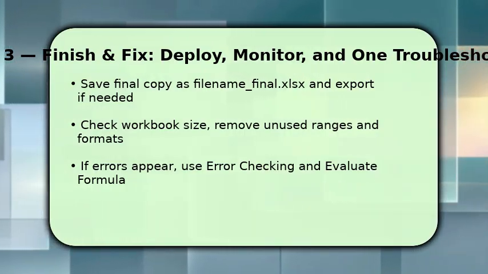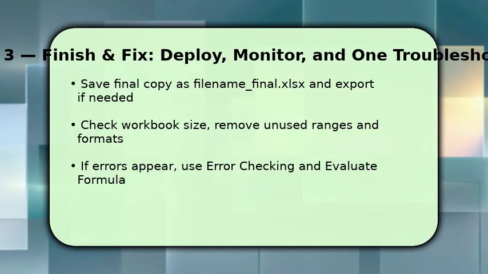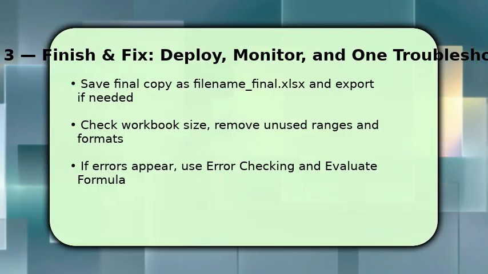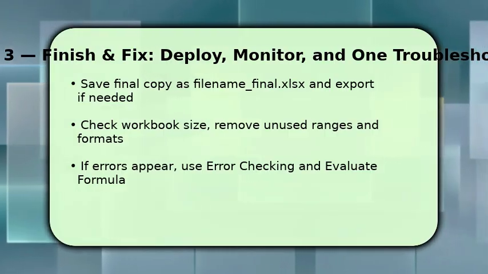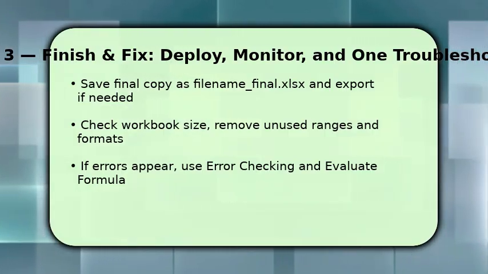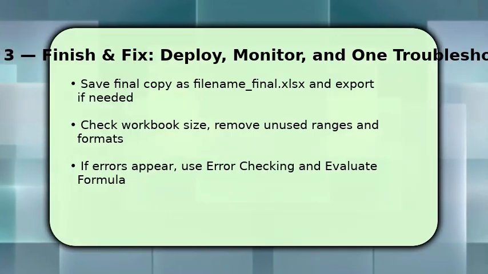If something goes wrong, use error checking, evaluate formula, and trace precedents to find the root cause. This helps you fix broken links or circular references. Finally, run a quick sanity check on key totals and send the validated file to stakeholders.